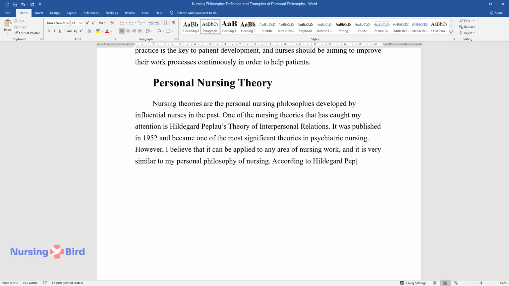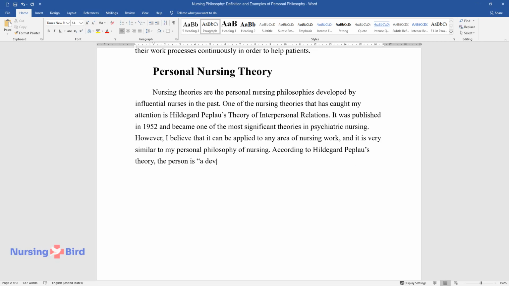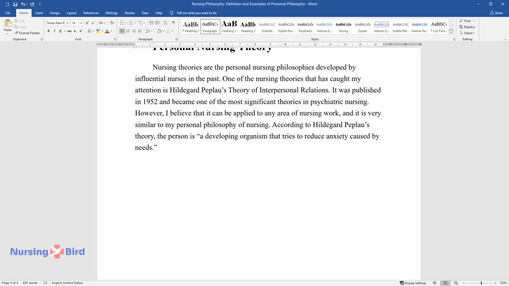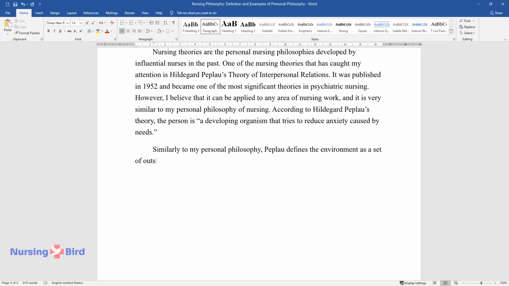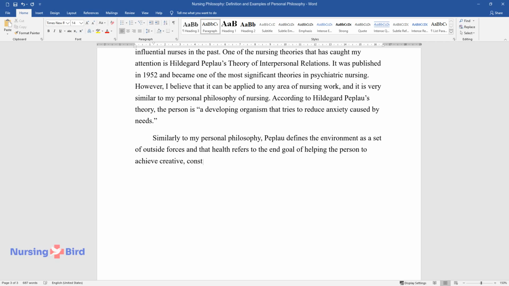According to Hildegard Peplau's theory, the person is a developing organism that tries to reduce anxiety caused by needs. Similarly to my personal philosophy, Peplau defines the environment as a set of outside forces, and health as the end goal of helping the person to achieve creative, constructive, productive, personal, and community living.